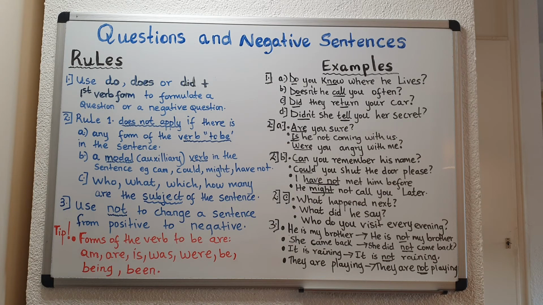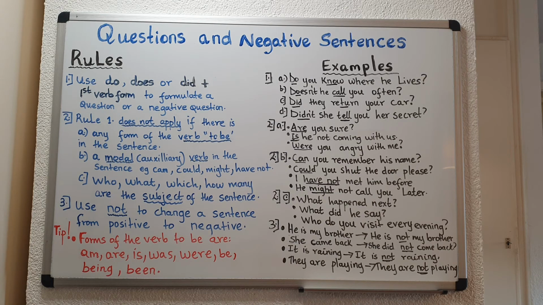The next one, who do you visit every evening? Who do you visit every evening? I'm beginning the sentence with the word who. Now, these words, that is who, what, which, we call these words relative pronouns. I have uploaded a video about relative pronouns. Feel free to have a look at that video if you want to learn more about relative pronouns, how we use them, and when we use them.